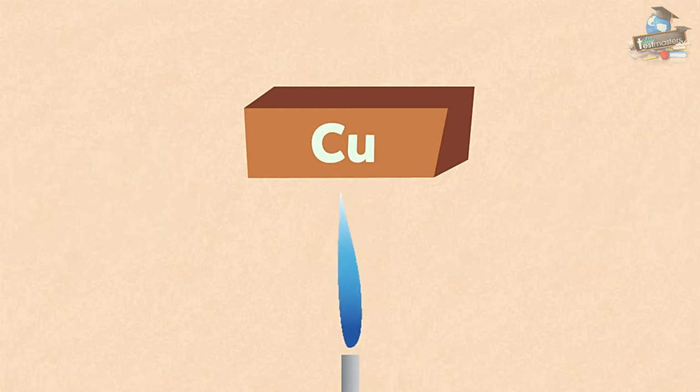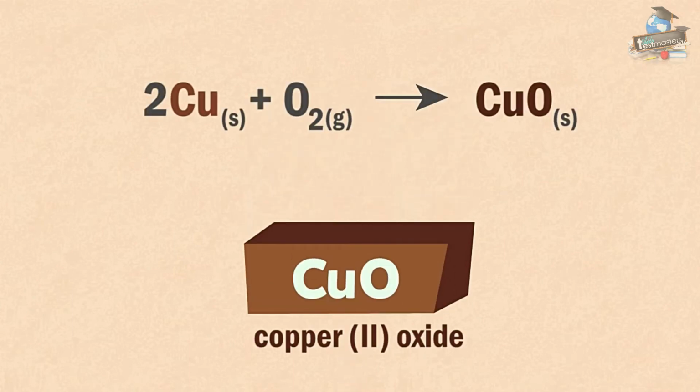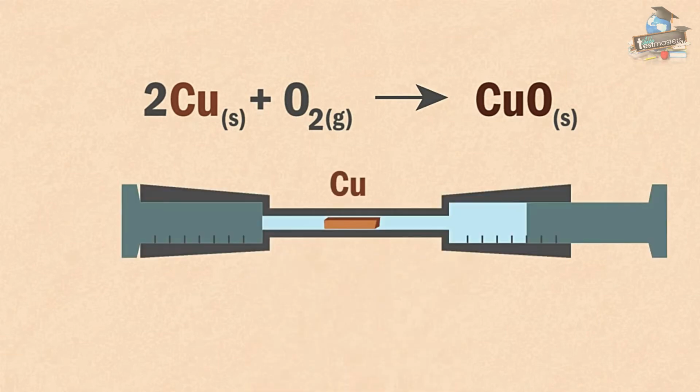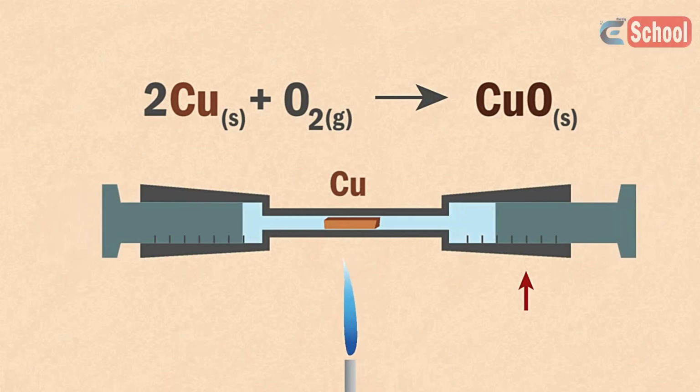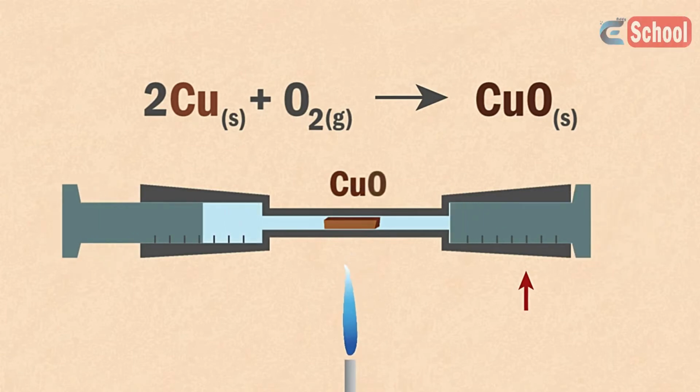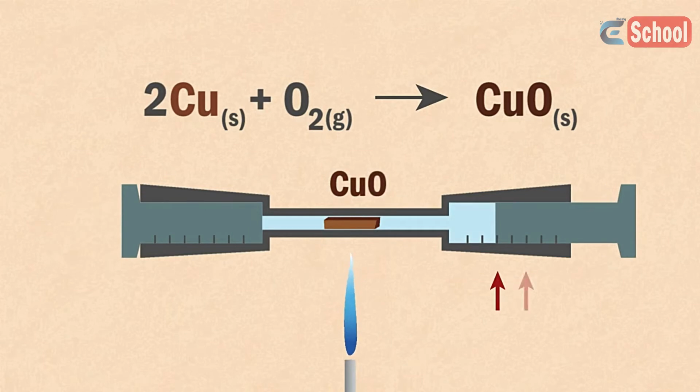On heating copper with oxygen, the result is the formation of copper(II) oxide, shown by this equation. This may seem useless, but you can use this reaction to measure the percentage of oxygen in the air. This is achieved by passing a known volume of air over hot copper and measuring a decrease in volume as the oxygen reacts with it.